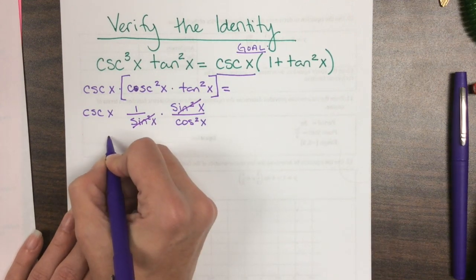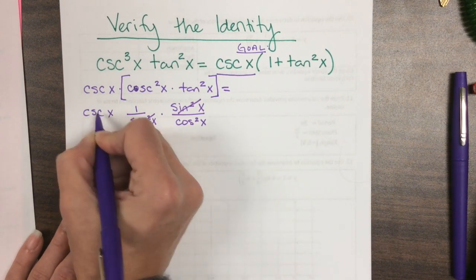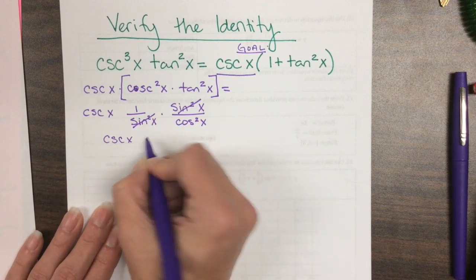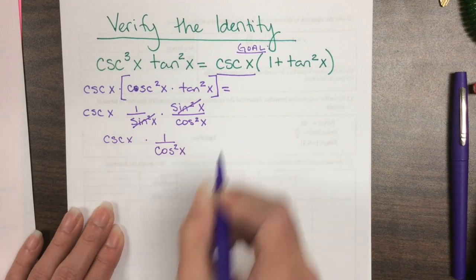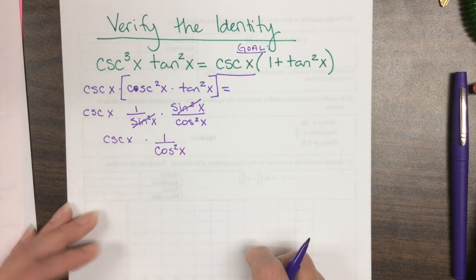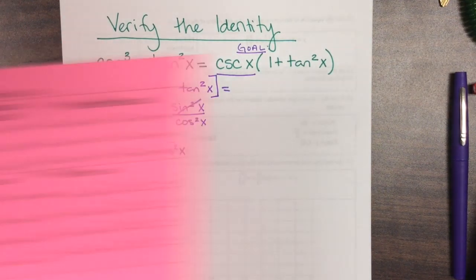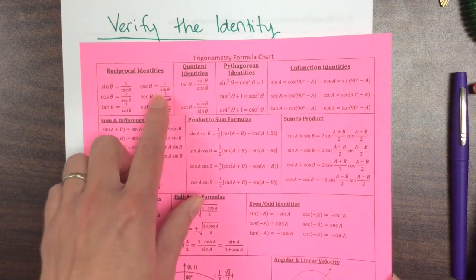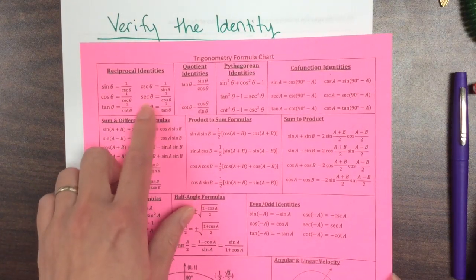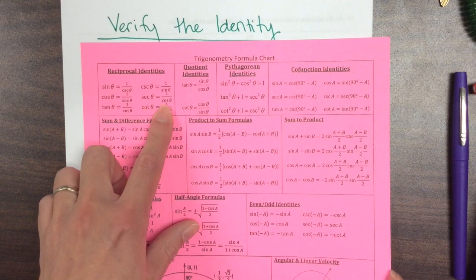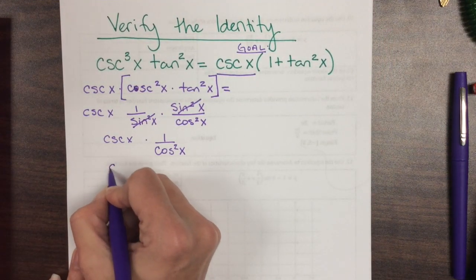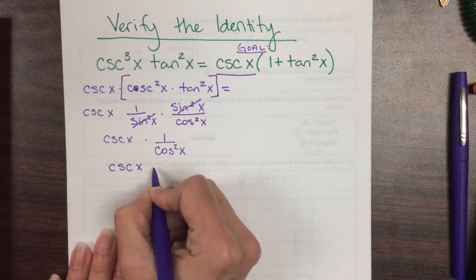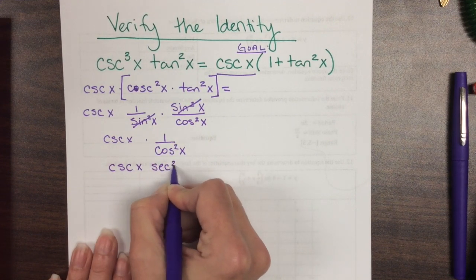So we end up with cosecant of x, don't lose this guy that we pulled out, times 1 over cosine squared of x. Now, hopefully you remember what 1 over cosine is equal to. 1 over cosine is equal to secant. So we can swap this out with secant squared of x. So we end up with cosecant of x times secant squared of x.